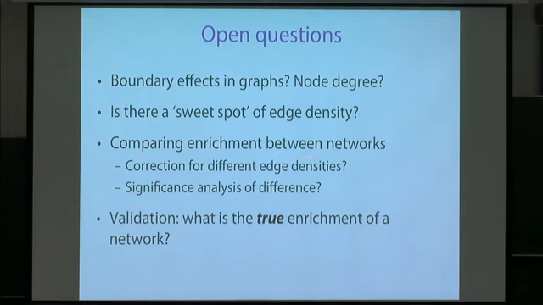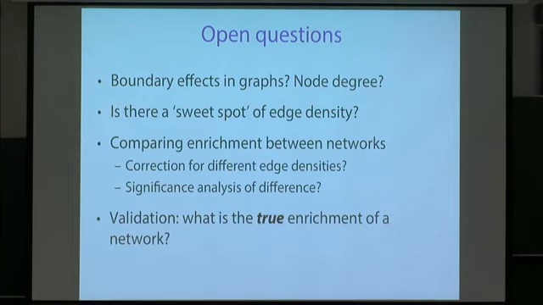Edge density is an issue, of course, because if you have a fully connected network, every node is connected to everything else. Everything is clustered. And if it's really sparse, then clustering will be much, much lower. So there must be a dependency of our statistic on how many edges you have in your network. There might be a sweet spot.